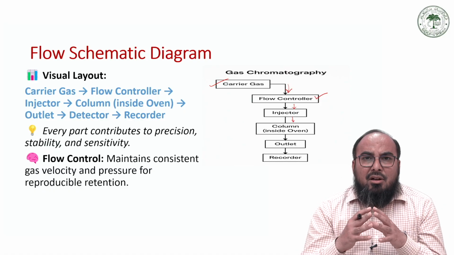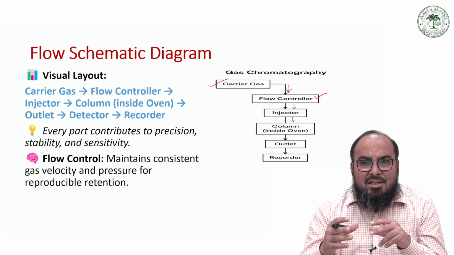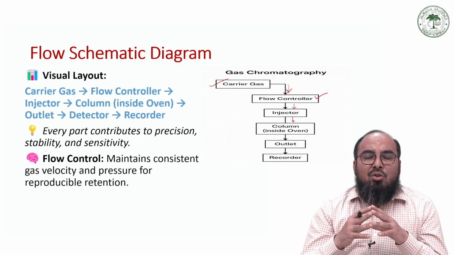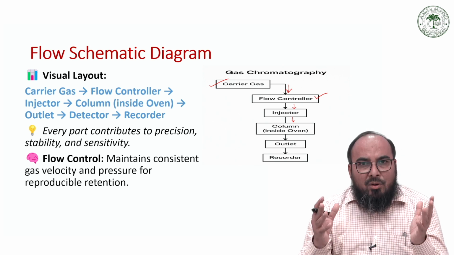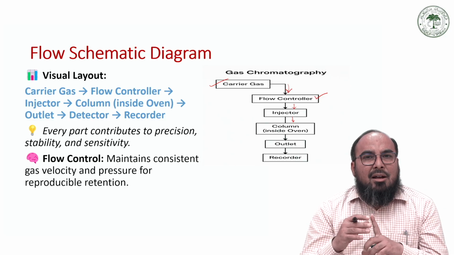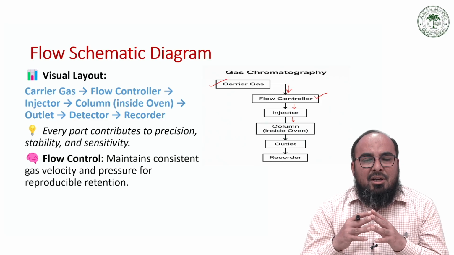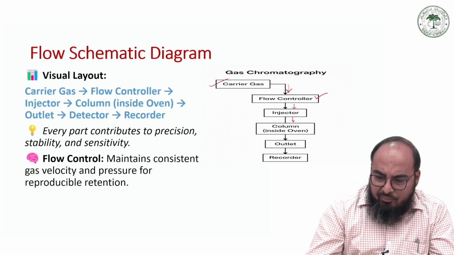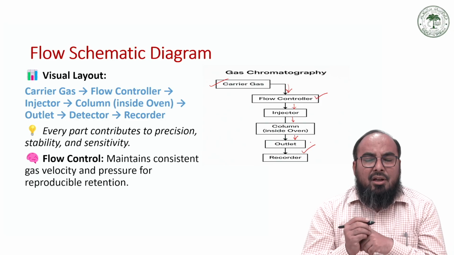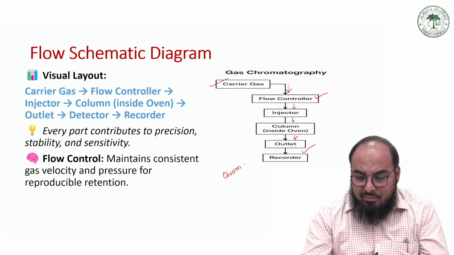This temperature maintenance is also very important, which we are going to see in the coming slides. From the column it goes to the outlet, and then finally comes the role of the recorder, which gives you the chromatogram, in terms of the number of components and the amount of the various components present in your volatile sample. So from the column it goes to the outlet, and then you get the recording in the form of a chromatogram.